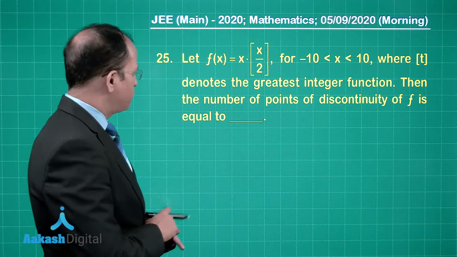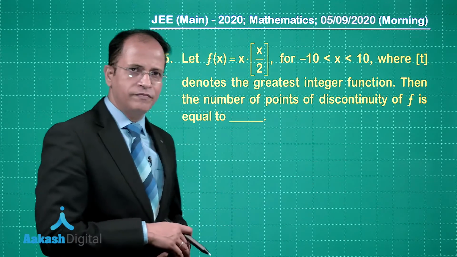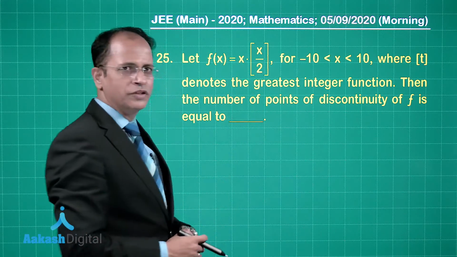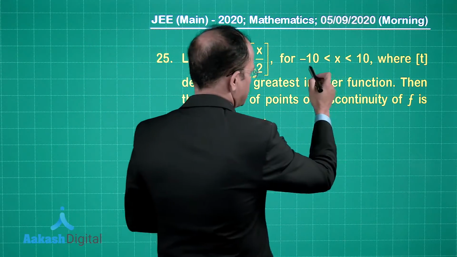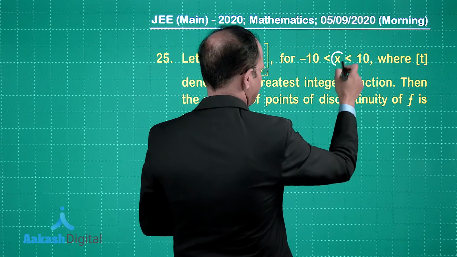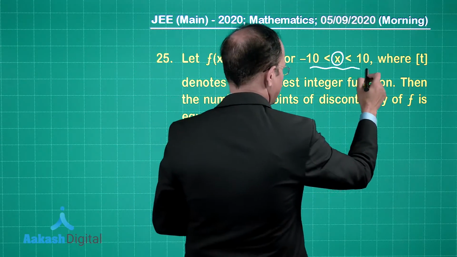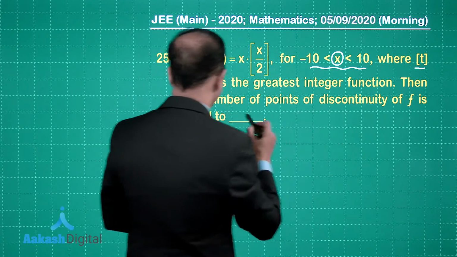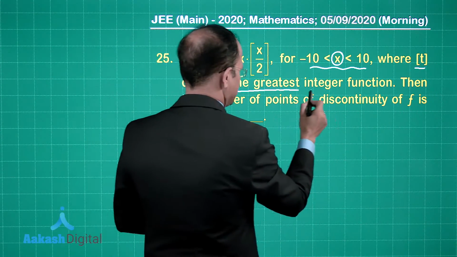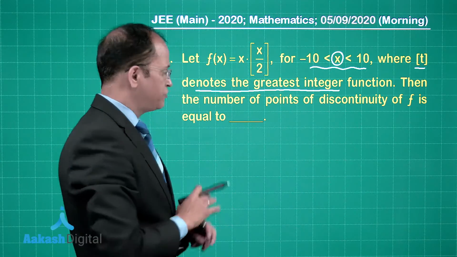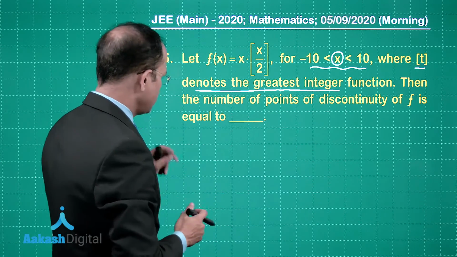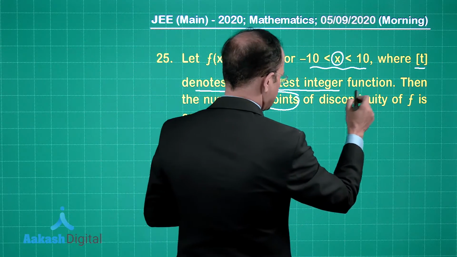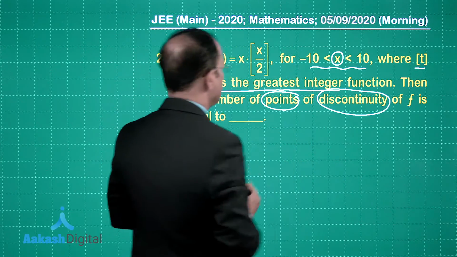Now friends, question number 25. Let f(x) is equal to x times the greatest integer of x by 2, for x which lies between minus 10 and 10. This is a very important condition, where this is the greatest integer function, and this function is defined as the greatest integer. Then the number of points of discontinuity is what we are asked.